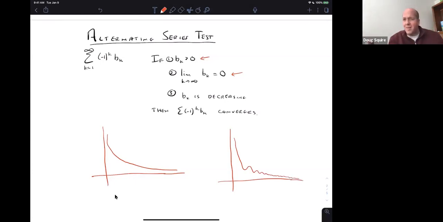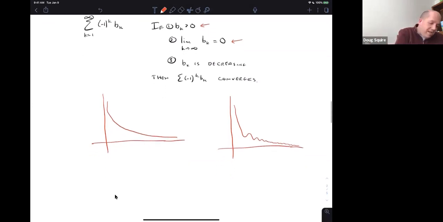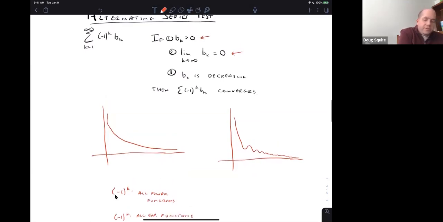Does everybody see that? But that's not going to happen if it's -1 to the k times all power functions or -1 to the k times all exponential functions. So on normal problems, if the first two conditions are true, the third one is automatically true. That's not true in general, but that's true unless it's real weird.